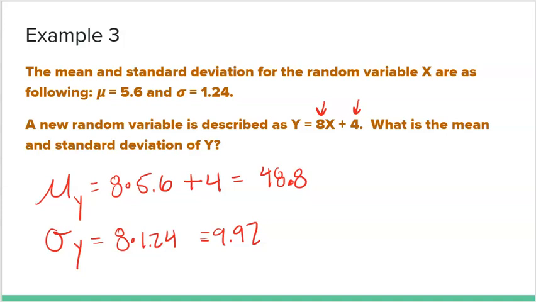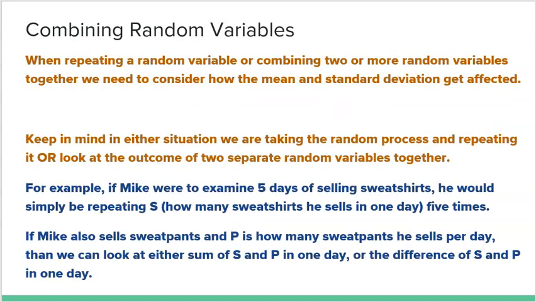All right, let's now switch gears to talk about combining. So please remember, when repeating a random variable or combining two or more random variables together, we need to once again consider how the mean and the standard deviation get affected. All right, so I have to once again explain what combining means. Combining means repeating a random process multiple times or combining two random variables together.